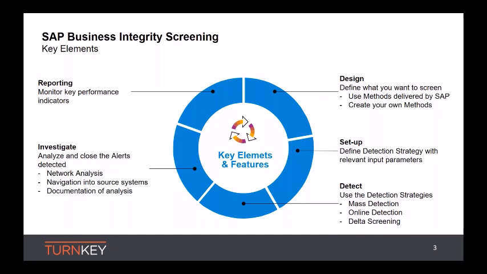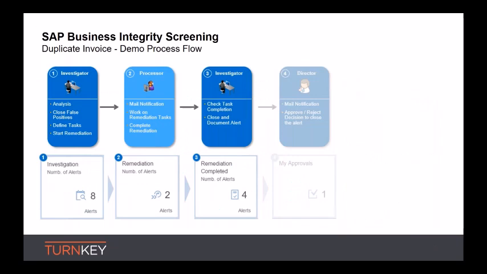Then you also have reporting, so you have key performance indicators. You can see the efficiency of your strategies. You can see how many alerts are created, how many are false positives, and what the risk values behind them are. All kinds of performance indicators can be seen for business integrity screening. With that, I would like to introduce a demo scenario that we will see in the system.